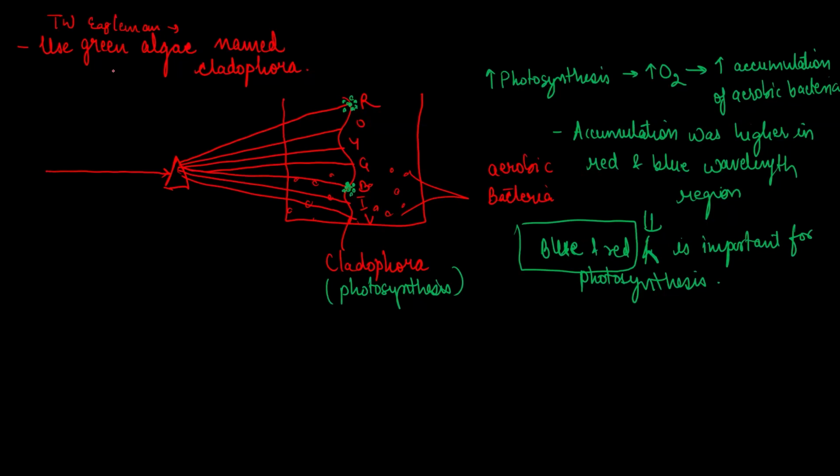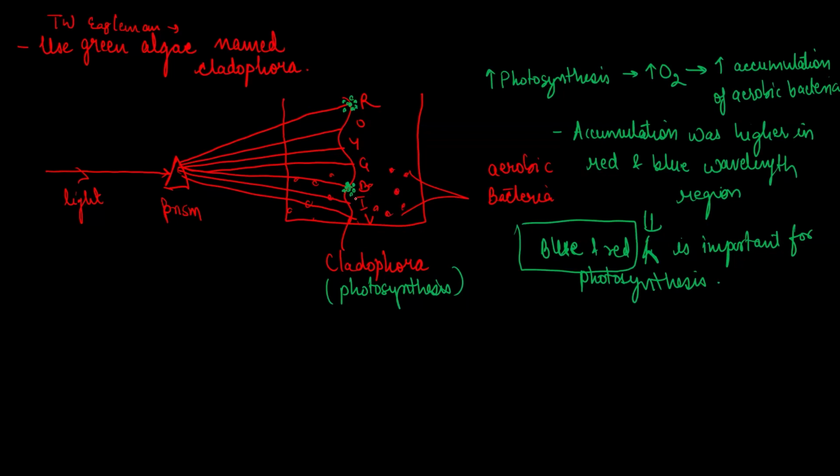So what we saw is that he used a green alga named Cladophora as his model organism on which he did the experiment. And he used a prism. This is a prism that splits the white light. So this is the light. He used the prism to split the light into rays of different wavelengths. And he kept the Cladophora in a solution in which there were aerobic bacteria present. The red color here represents the aerobic bacteria.